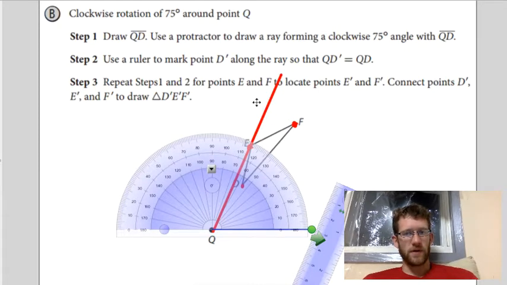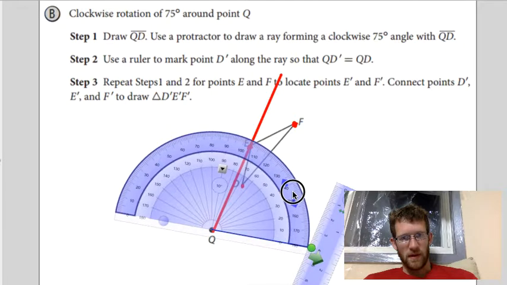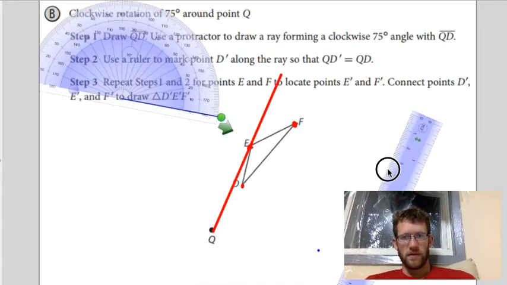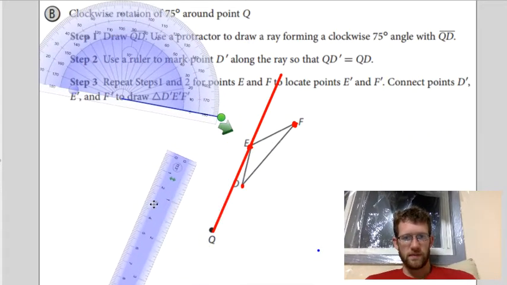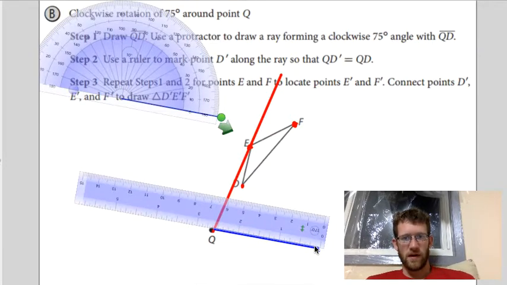If I'm going to do a clockwise rotation, remember clockwise is in this direction. So I need to line it up so 75 degrees is even with the ray there, and then I just need to mark a point at the end of that. I'll use blue for that. So I can mark that there, and then I can use this again. So that's a 75 degree angle ray, right? This is a ray, it goes on forever.